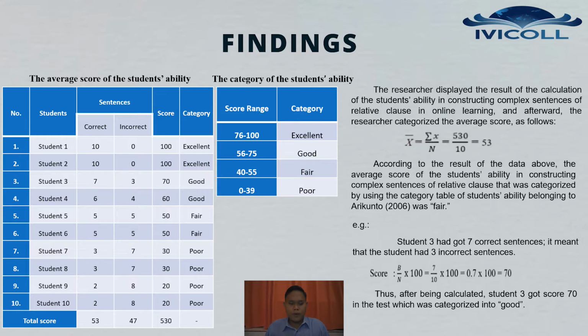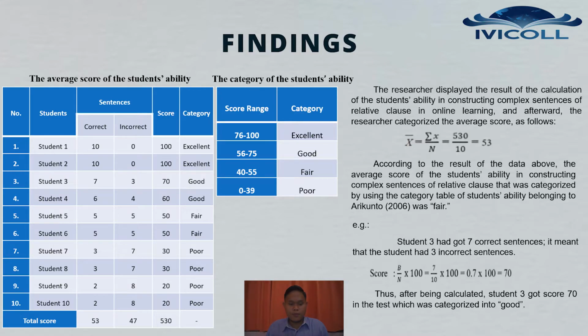According to the result of the data above, the average score of the student's ability in constructing complex sentences of relative clause, categorized by using the category table of the student's ability by Arikunto 2006, was fair.